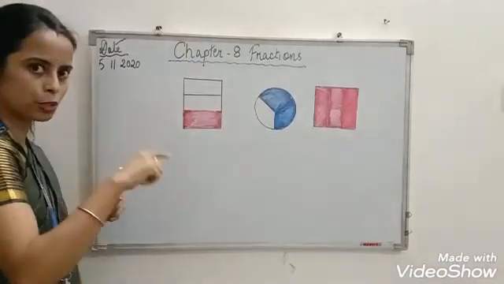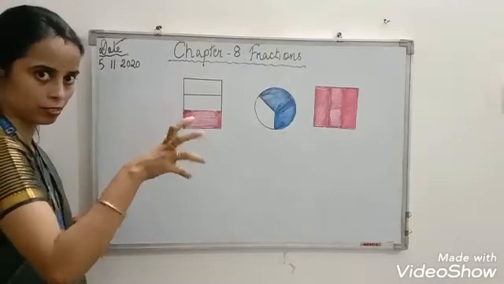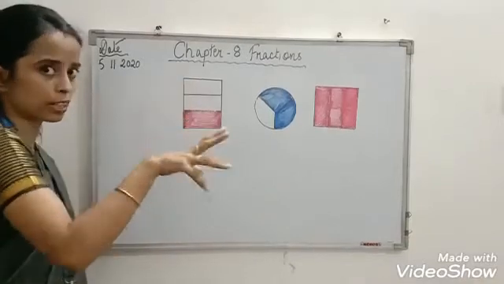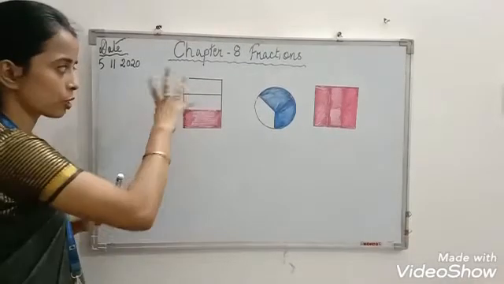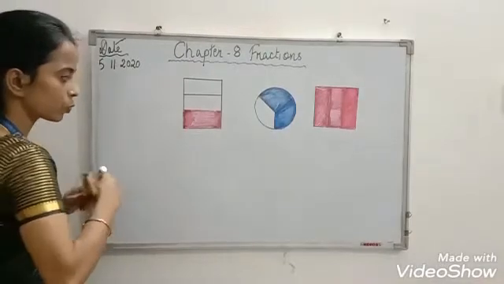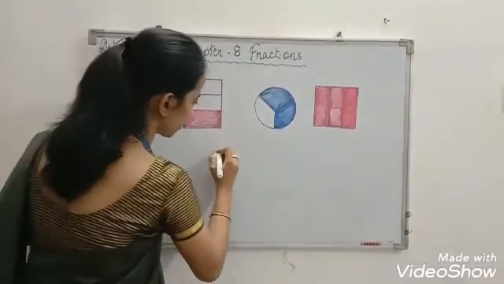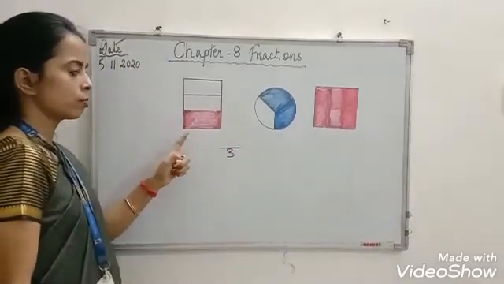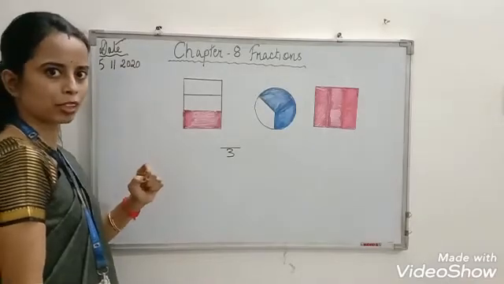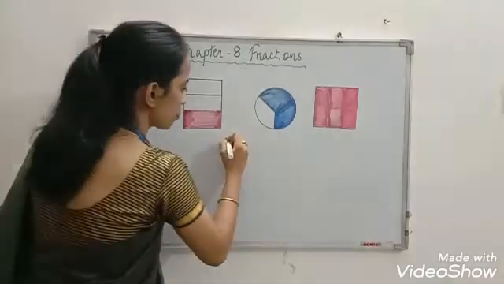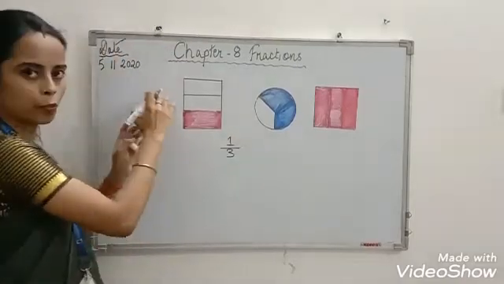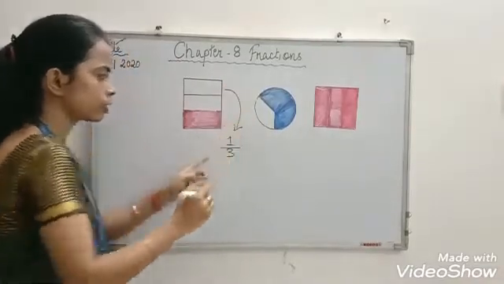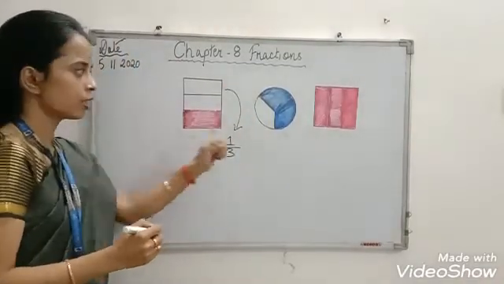1. So I told you, when the total whole is divided into equal parts, that is what? Denominator. So here the denominator is what? 3. Out of 3 parts, how many parts are shaded? 1. So how do we represent this as a fraction? 1 by 3. Come to the next one.